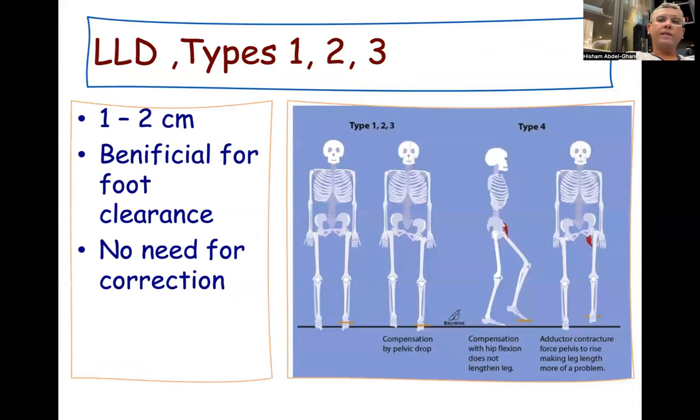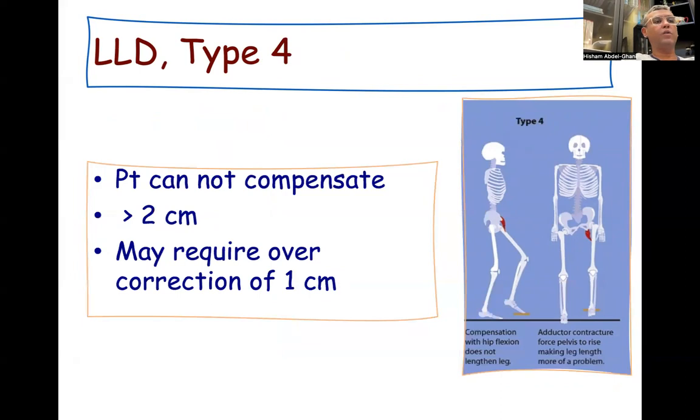What is the story of leg length discrepancy in CP hemiplegia? Usually in types 1, 2, and 3, the discrepancy is about 1 to 2 centimeters. And this discrepancy, shortening of the diseased side, helps clearance of the foot and shouldn't be corrected, because it's helpful for the patient to clear the diseased foot and do swinging of the lower limb.